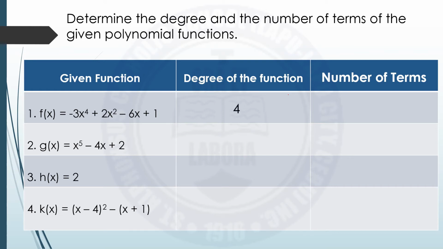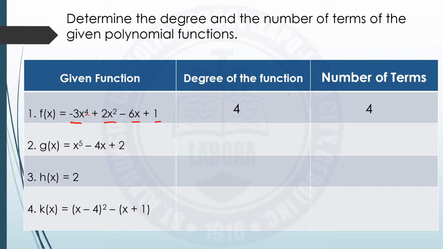Yes, the function is of the fourth degree, or the degree is 4, because the highest exponent is 4. How many terms are there? There are 4 terms in the given function. So we have 1, 2, 3, and 4 as the number of terms in number 1.